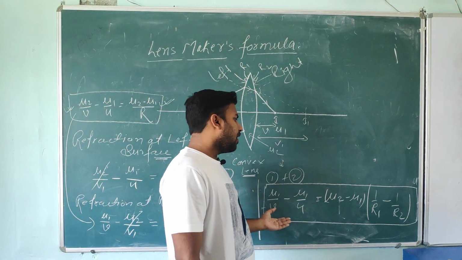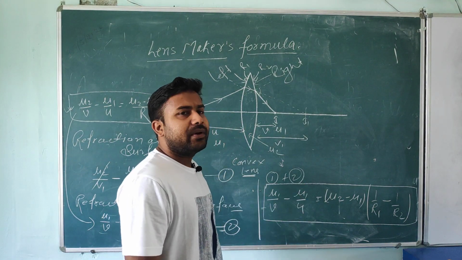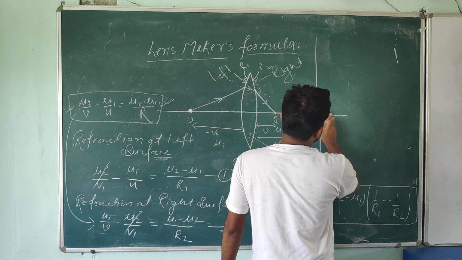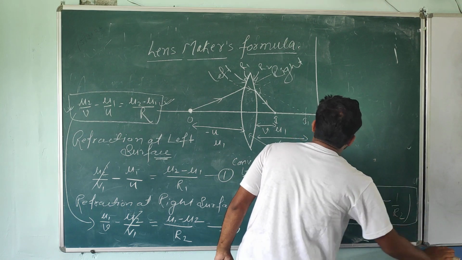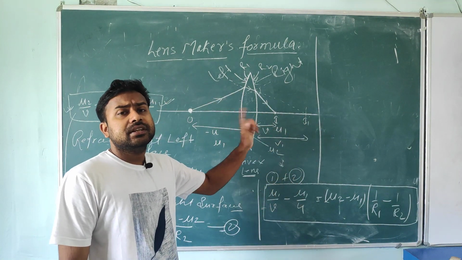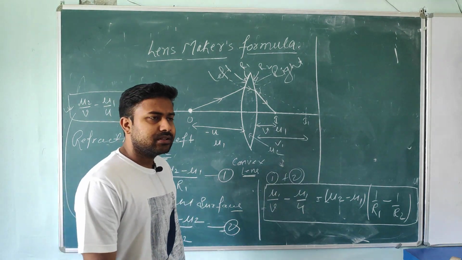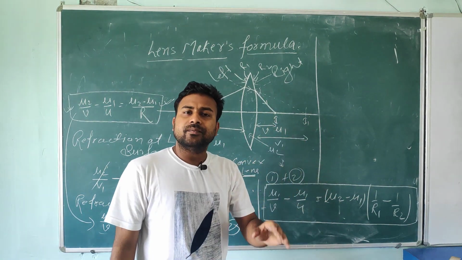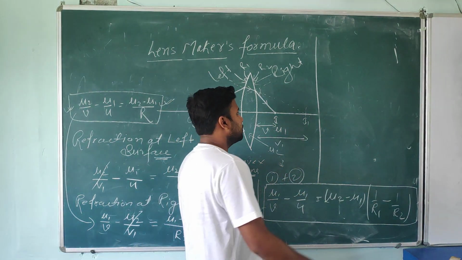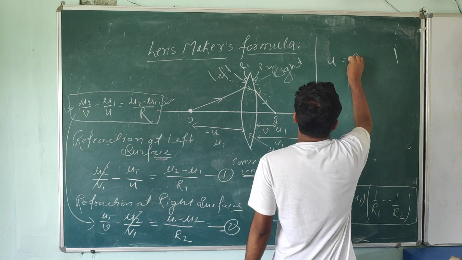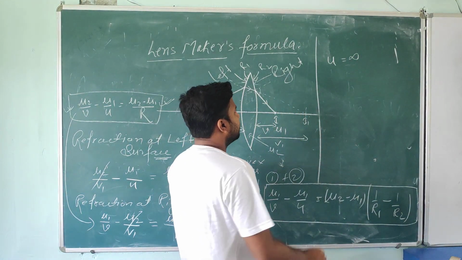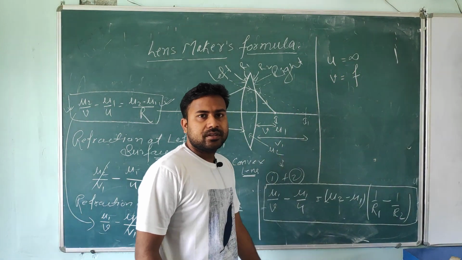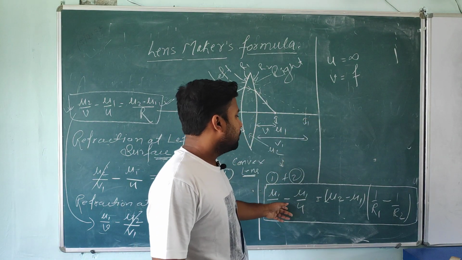Okay students, now how will we calculate the value of f from here? Look at this: if our object is at infinity, then where is the image forming? At the focus, we all know this. So if our object is situated at infinity, the image will form at the focus. So if u equals infinity, then v equals f. Now we will put the values here.